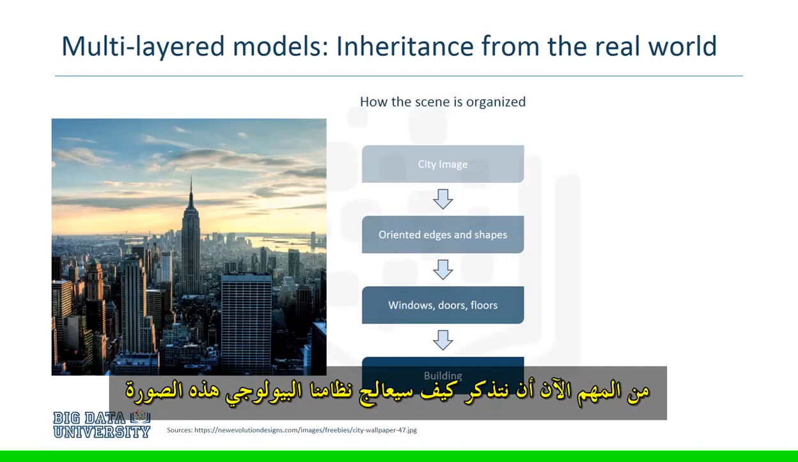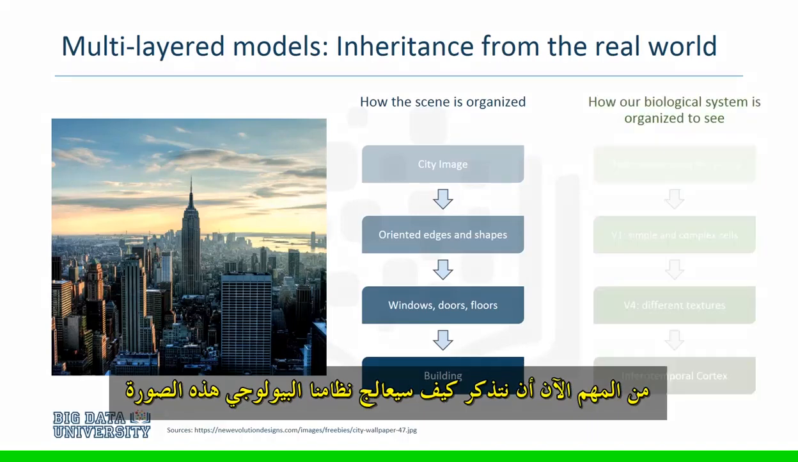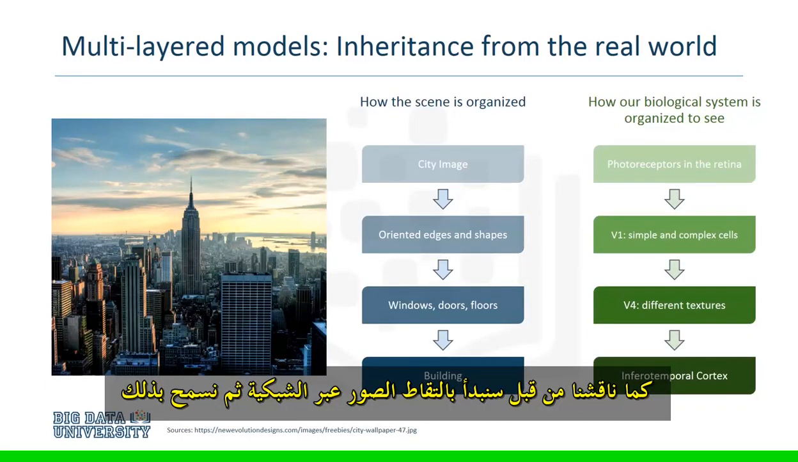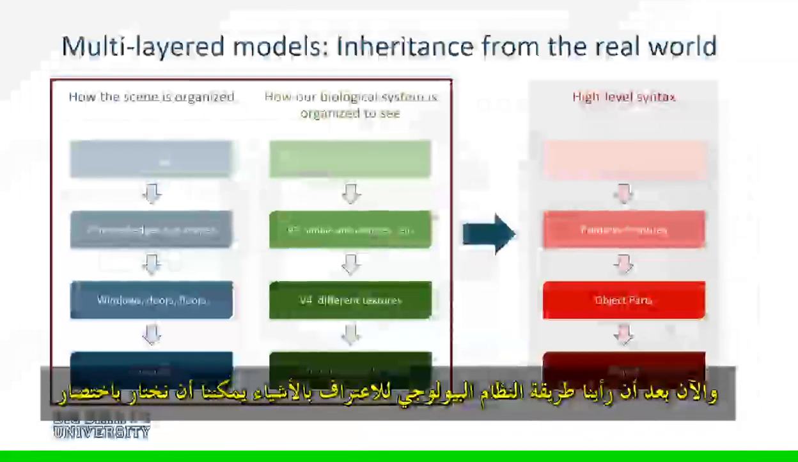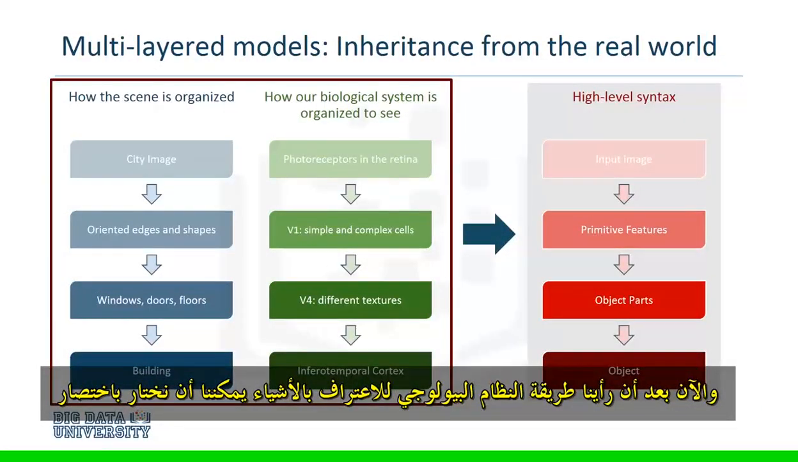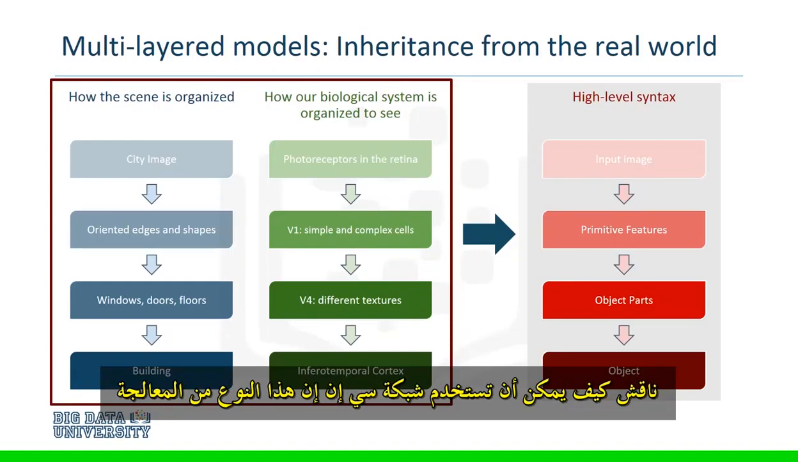It's important now to remember how our biological system would process this image. Like we discussed before, we'd start by taking in the image via the retina, and then allowing increasingly complex parts of our brain to extract features and ultimately form an object. So now that we see the biological system's method for recognizing objects, we can briefly discuss how a CNN might use this type of processing.